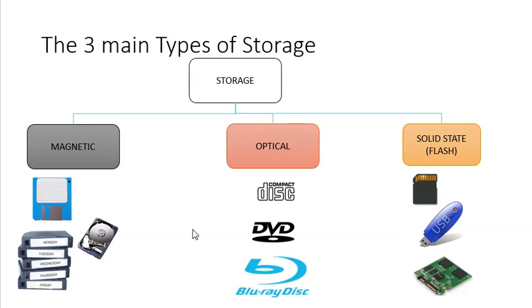Alright, we have this summarized using a more graphical version. So magnetic storage includes floppy disk drives, hard disk drives, tapes. Optical storage, to reiterate, is CD, compact disc, DVD, digital versatile disc, and Blu-ray. Solid state storage is the same as flash storage, and includes things like SD cards, USB pen sticks, and SSD, solid state drives.